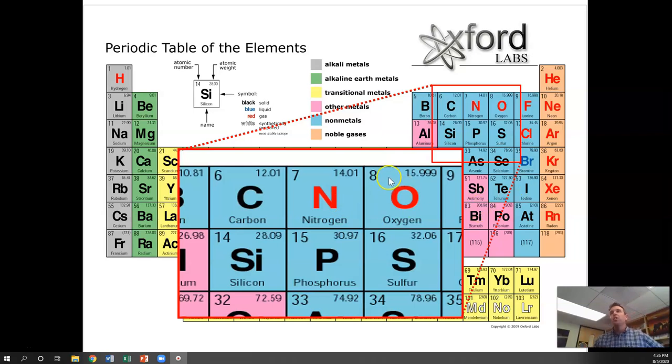So oxygen's atomic number is 8. It must have 8 protons, and it normally has 8 neutrons, and that gives it its atomic mass. Oftentimes, the number of protons and neutrons will be similar, but that's not always the case. Certain isotopes might have more or fewer neutrons than the common form.